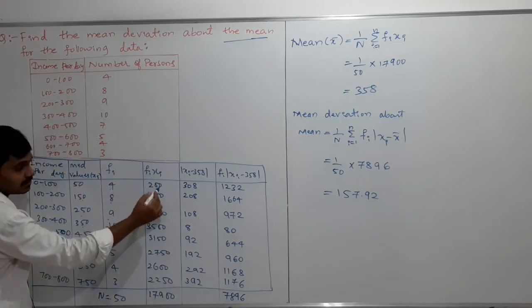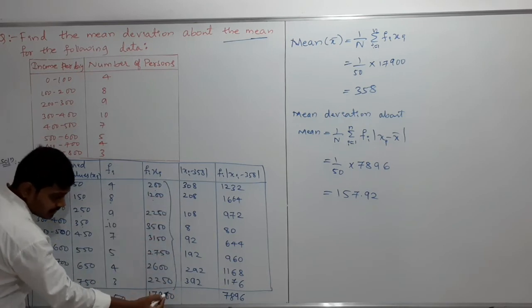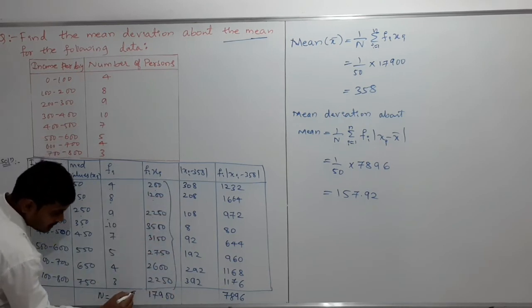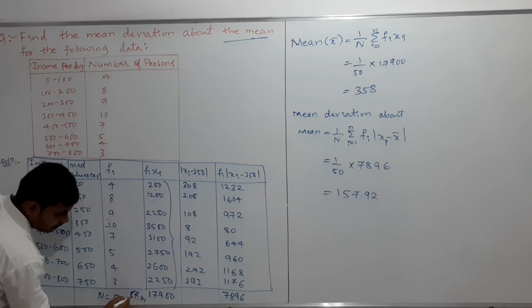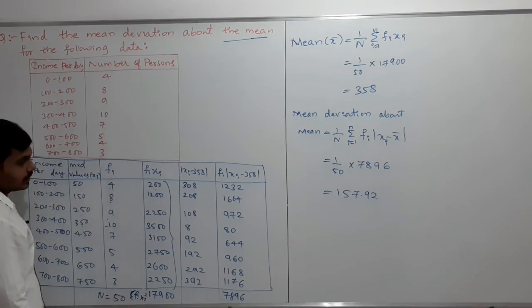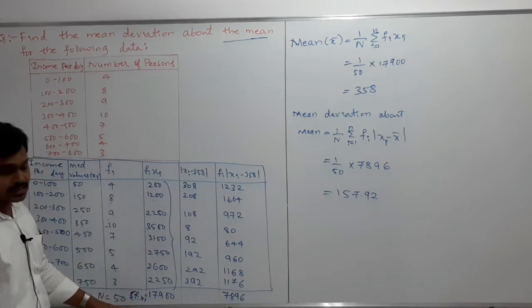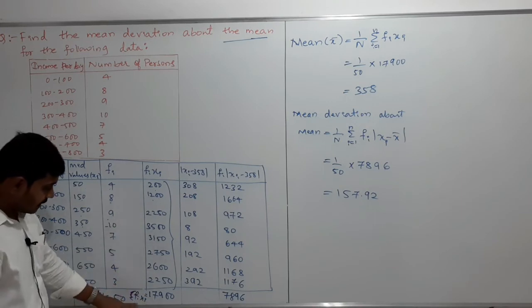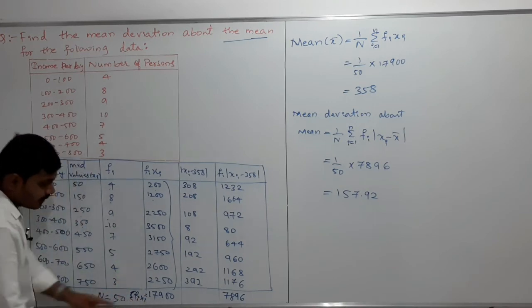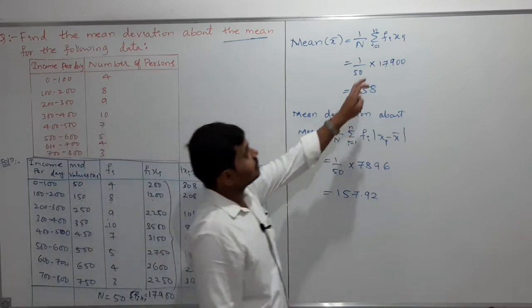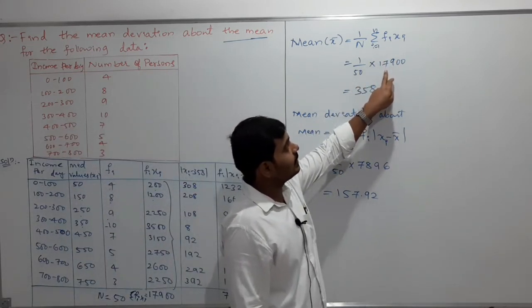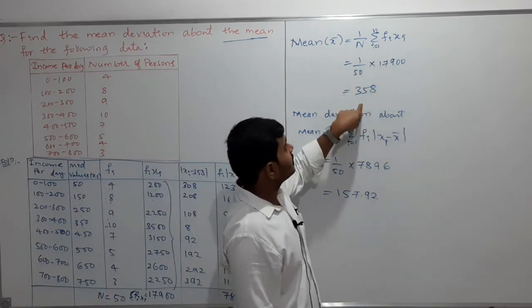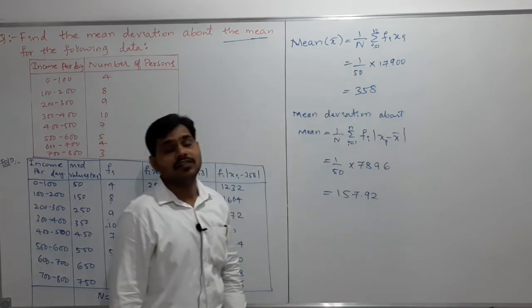Summation of fi into xi means what? We should add all these, that will give you the summation of fi into xi value, my dear students. Clear? Summation means the sum of all these fi into xi values. So here it is 17900. So the summation of fi into xi value is 17900. Simplify this one, and you will get x bar as 358.